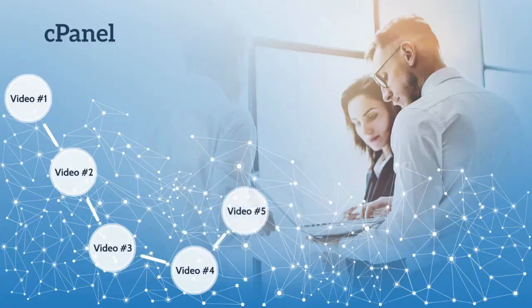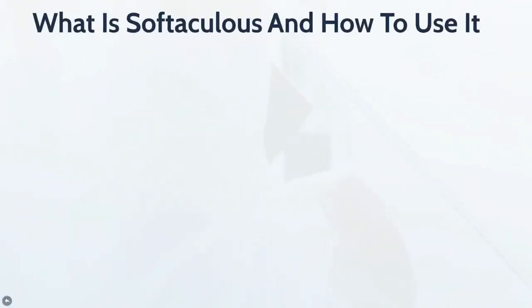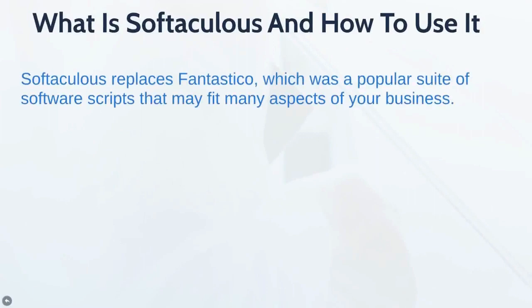Hello and welcome to video number 5, and in this particular video you're going to learn what Softaculous is and how to use it. Softaculous replaced Fantastico, which is basically a popular suite of software scripts that you can build into your website. Things like WordPress, Joomla. If you want a forum, you can build forums. There are many different free scripts that you have access to that you do not have to spend extra money for. They're all built in.